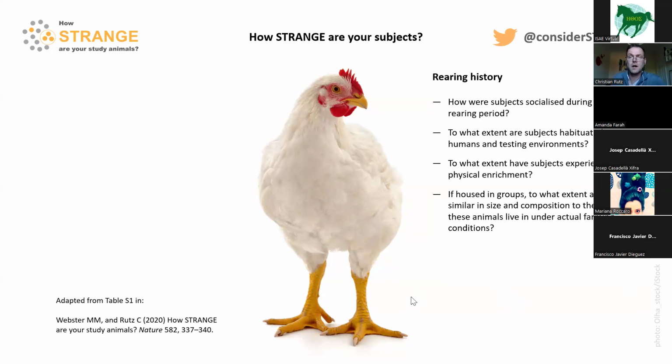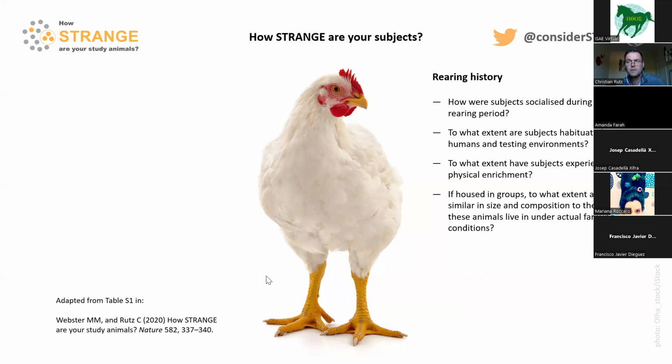Now we are on letter R for rearing history, and there is some overlap with, for example, S for social background. How were subjects socialized during their rearing period? And to what extent are subjects habituated to humans and the testing environments? To what extent have subjects experienced physical enrichment? And if housed in groups, to what extent are they similar in size and composition to the groups these animals live in under actual farming conditions? I think this is quite an important one.